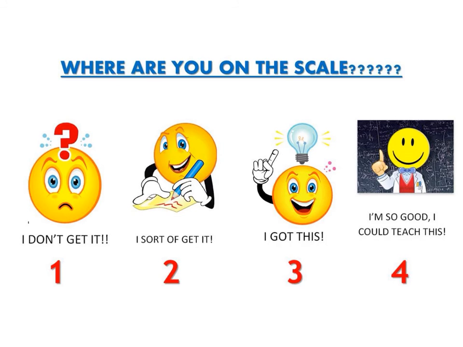And that's it for biconditionals. So where are you on the scale of understanding? Are you a 1, don't get it? 2, you sort of get it? 3, you've got this? Or 4, you're so good you could teach somebody else?